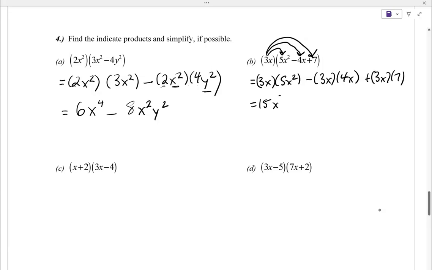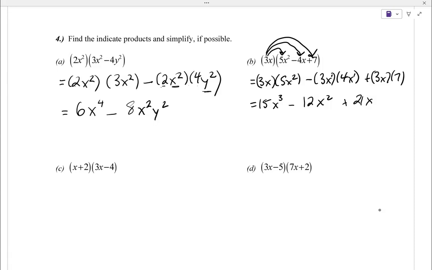X to the 3rd, yep, because we're going to add the 1 and the 2 together, right? Because it's x to the 1st times the x squared. In the second one, we would have 12x squared, right? Because again, when we don't have an exponent, we understand that there's a 1 there. Right, for each of those. And finally, the last one you would get 21x. Good. Can we combine any of those terms together?